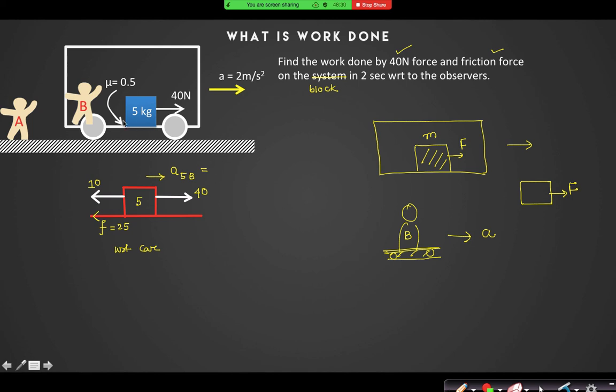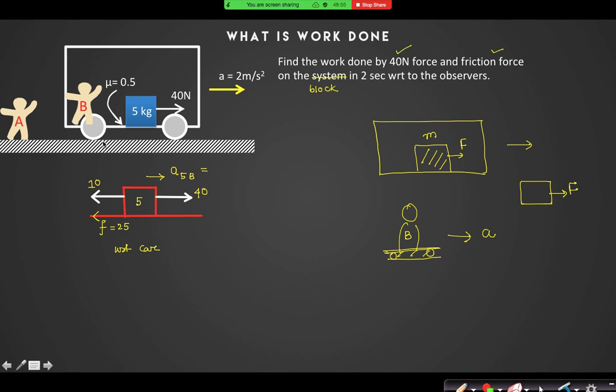Who said that the block and the person do not have any relative acceleration? How can you say that? Only after drawing the free body diagram will you be able to say whether there is a relative acceleration between them or not. Yes or no? That is a very basic concept of pseudo force.